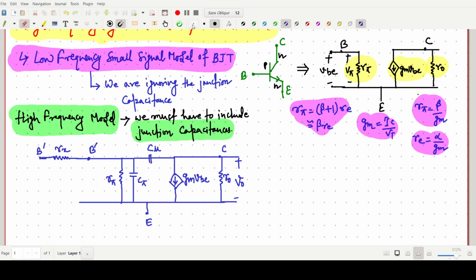We have to remove this one. I am taking this from the reference book Microelectronic Circuits by Sedra and Smith. I am mentioning the book name also.